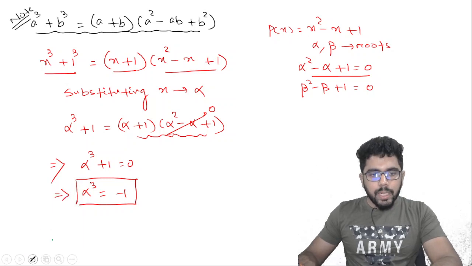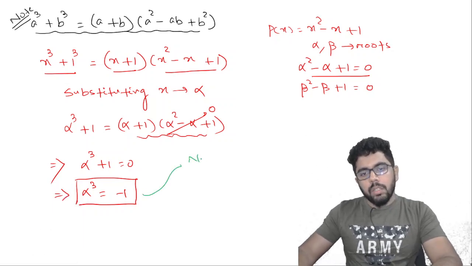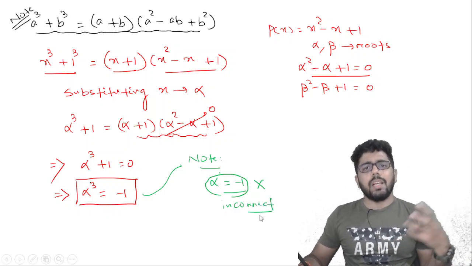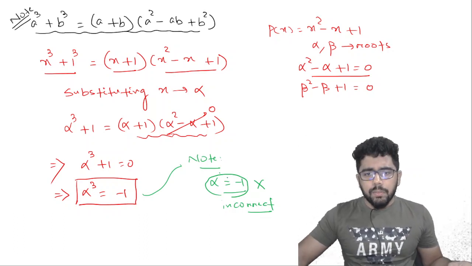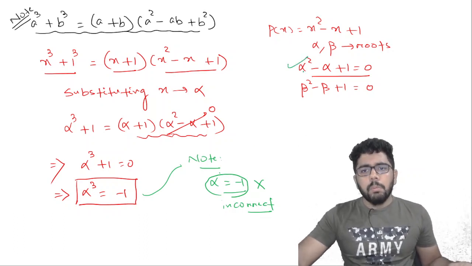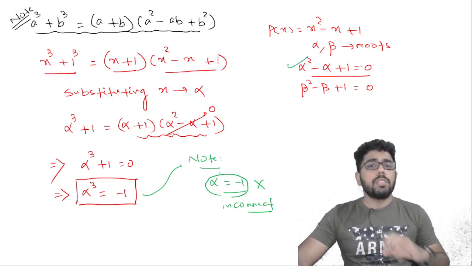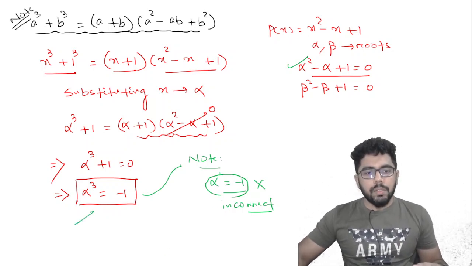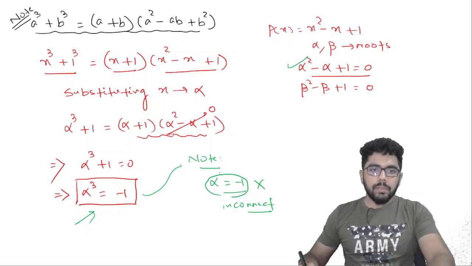Now here note that from this, do not write alpha cube is minus 1, so alpha is equal to minus 1. Don't write this because this is incorrect. Although you can argue that okay, minus 1 cube is also minus 1, so why not take alpha as minus 1? But if you take alpha as minus 1 and put it here, minus 1 square minus 1 plus 1 is not 0. So alpha cannot be minus 1. So alpha cube is minus 1, we'll keep it that way.